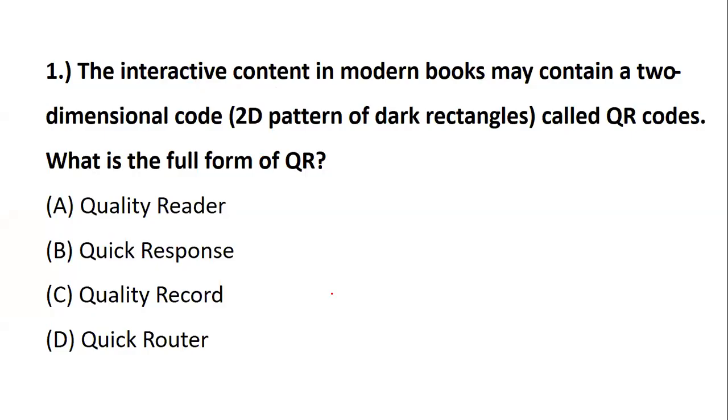And here comes your first question. Make sure that you're reading the question very clearly. The interactive content in modern books may contain a two-dimensional code, that is a 2D pattern of dark rectangles, which is called QR codes. Now, what is the full form of QR? The options are qualitative reader, quick response, quality record, and quick router.